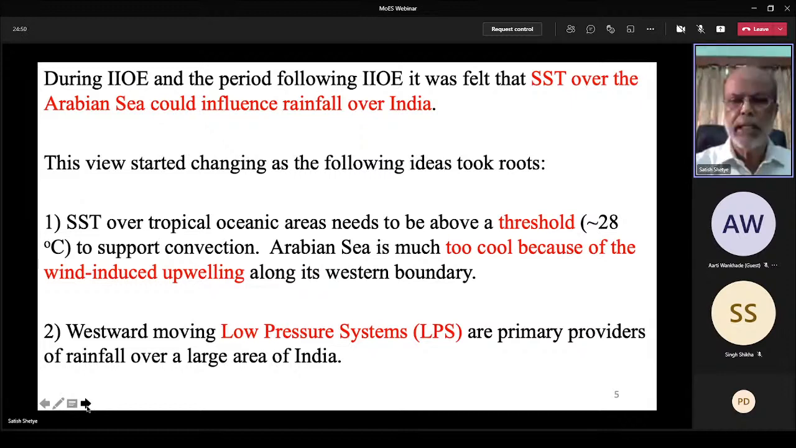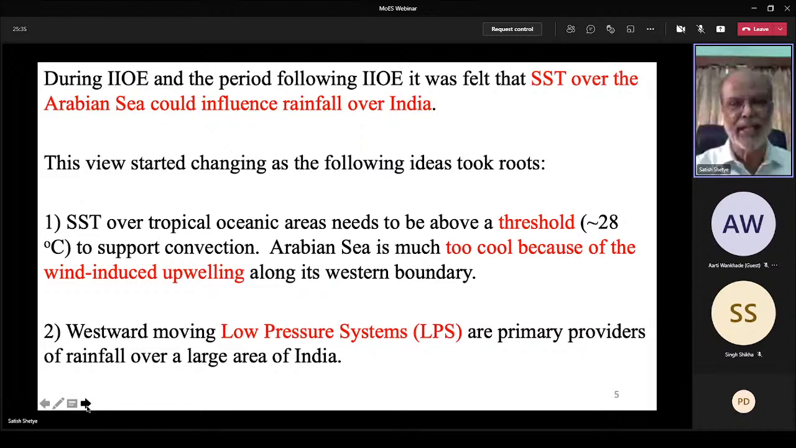First, it was realized that the sea surface temperature over tropical oceanic areas... By the way, let me also point out, most of this talk is a broad sweep. I will only identify the most important ideas that have emerged, without giving a historical perspective on it, nor identifying who contributed what. I will just focus on the ideas, until I go right towards the end, where there is just a single study, so I will highlight that.